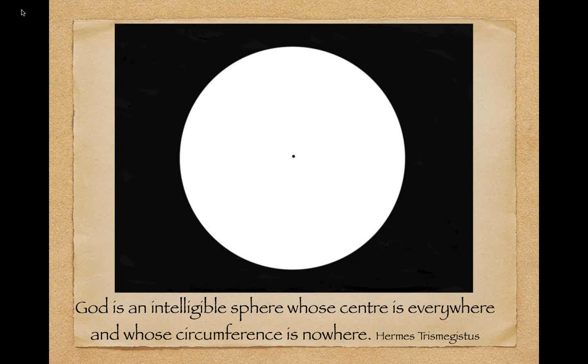It cropped up actually for the first time on the written page in the 12th century, and I think it was Pascal who actually wrote it and brought it forward in modern times. Any thoughts about this statement? God is an intelligible sphere whose center is everywhere and whose circumference is nowhere. Do we have any thoughts about that? Let's just take part of the statement. How can the center be everywhere? Can we get an idea?